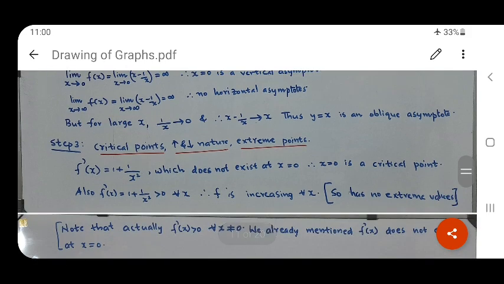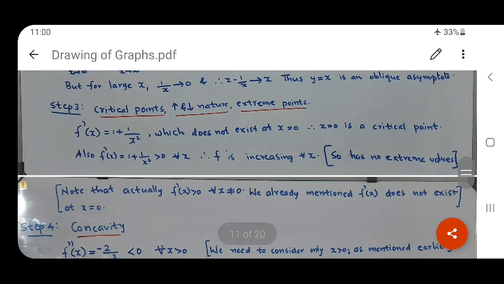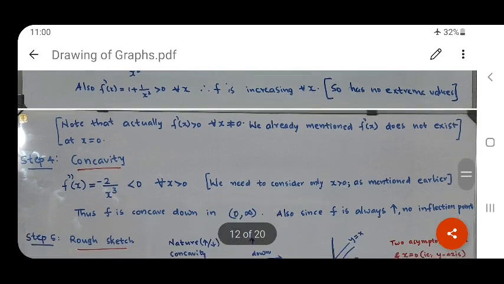In step 3, we identify the critical points. So we note that f dash is 1 plus 1 by x square, which is positive throughout when x is not equal to 0, and at x equal to 0 it does not exist. So x equal to 0 is a critical point, and since f dash x is greater than 0 for every x, of course different from 0, f is increasing throughout. Okay, so it has no extreme values.